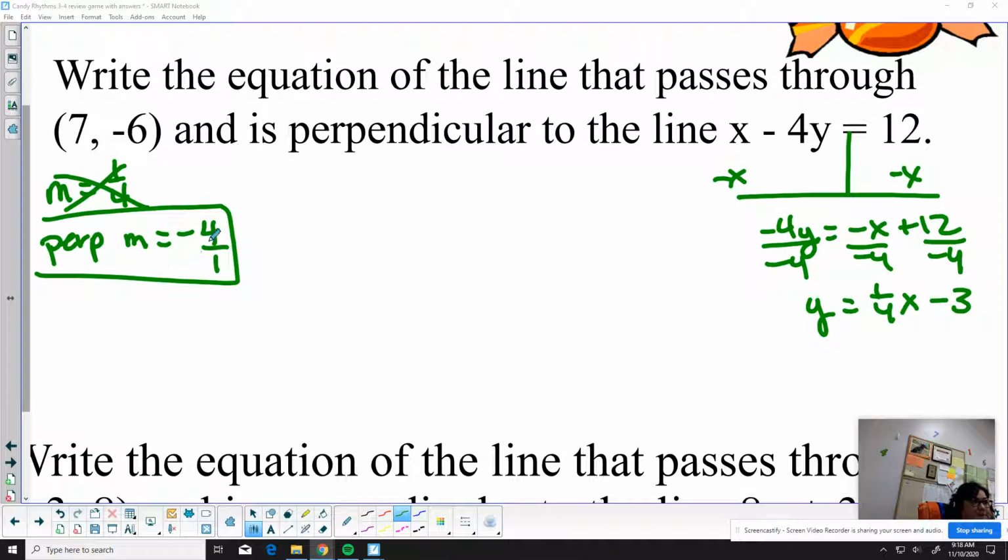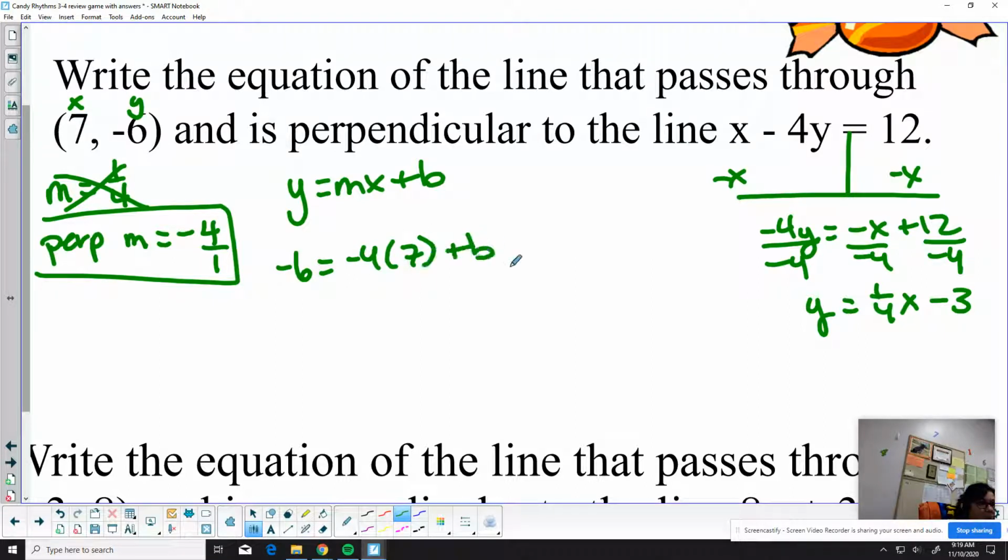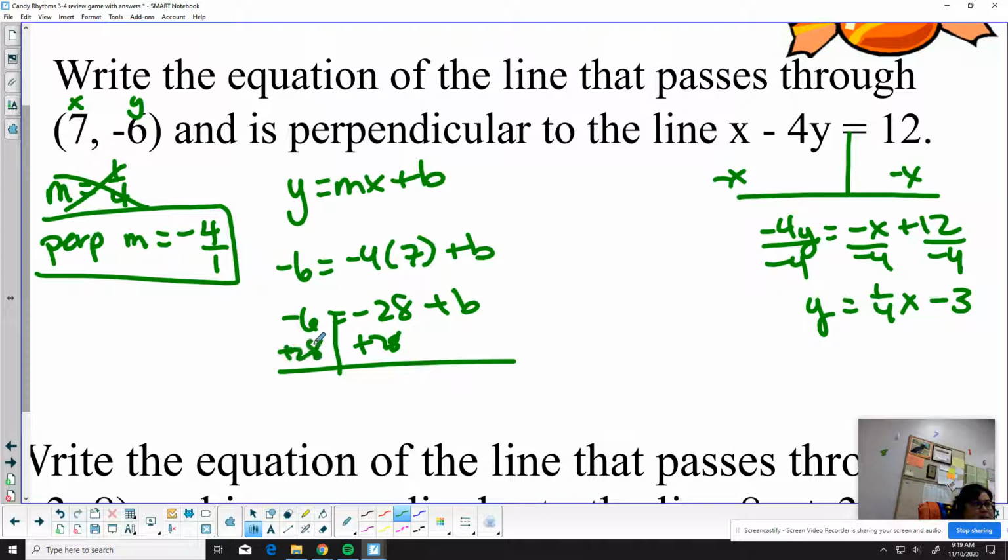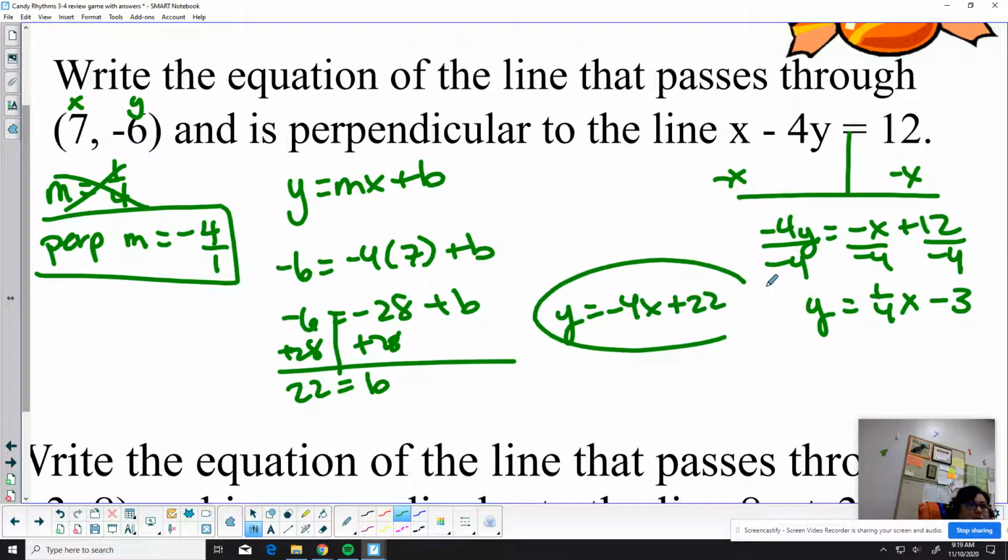Okay, so we're using x and y here. So we're going to plug into y equals mx plus b. So y is -6, m is -4, x is 7 plus b. So I've just taken this information here, these three pieces, and put them in. So -6 equals -24 plus b, or 28. I'm adding 28. So that's 22. So y equals -4x plus 22 is my perpendicular line that goes through that point.